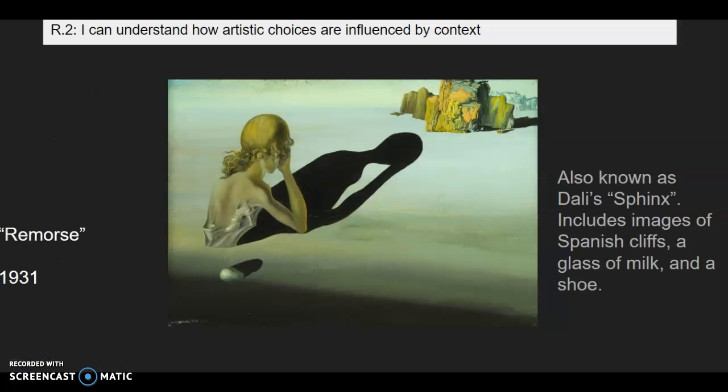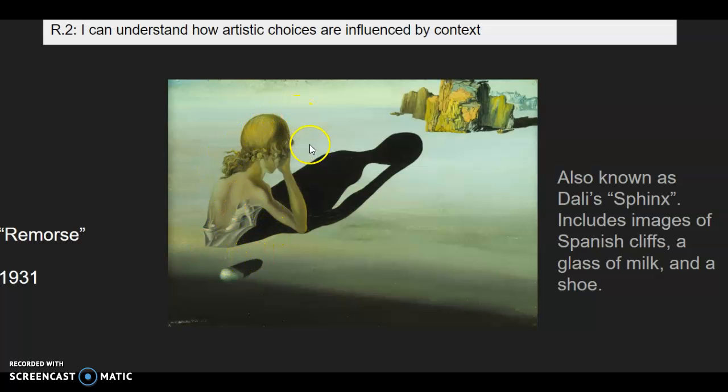Here's our first one. This is called Remorse. It's painted in 1931. And this is also known as Dali's Sphinx. Now, if you look at this closely, you can see images of Spanish cliffs. There's a glass of milk and a shoe inside of her dress.